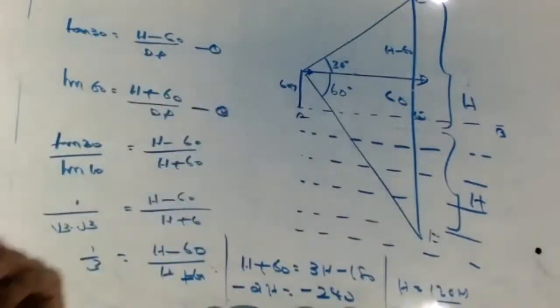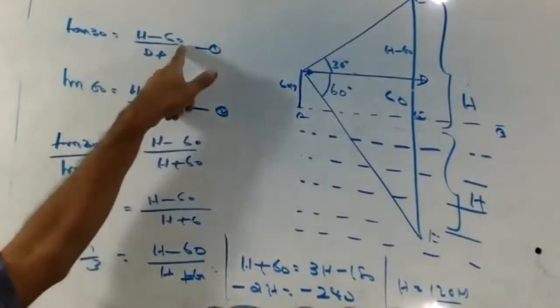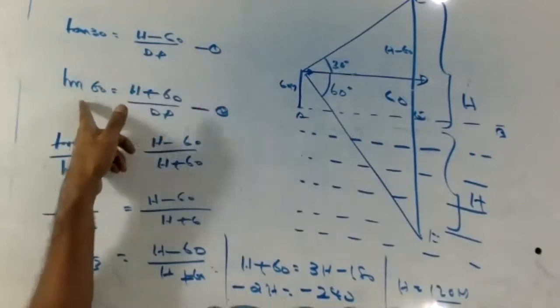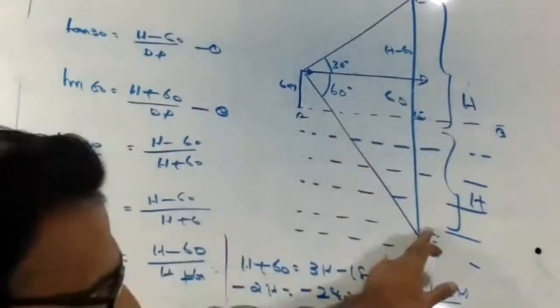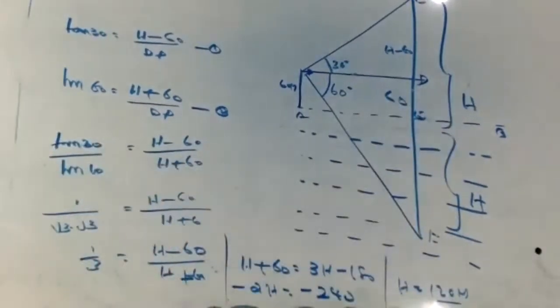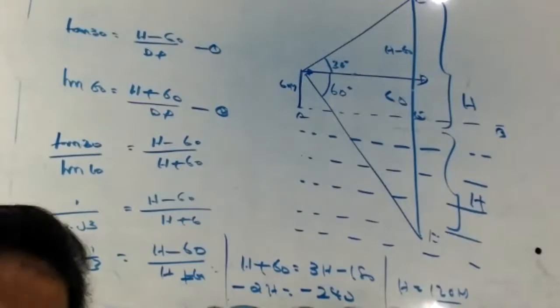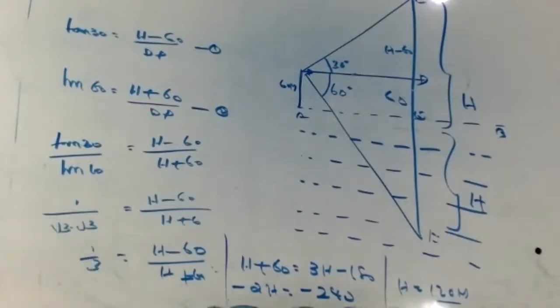Tan 30, we assume that CE equals H. EF is also H by law of reflection. Then tan 30 equals (H minus 60) by dP. Tan 60 equals (H plus 60) by dP, because this height is 60, so this is H plus 60. Then dividing, you get the answer. Then I'll give the note. You draw the figure, then tell me, I'll give the note.